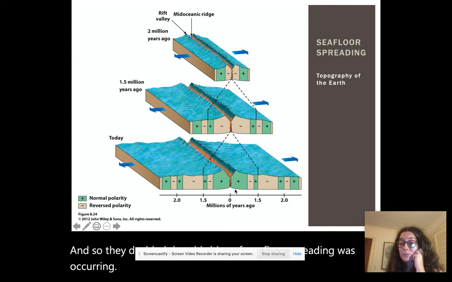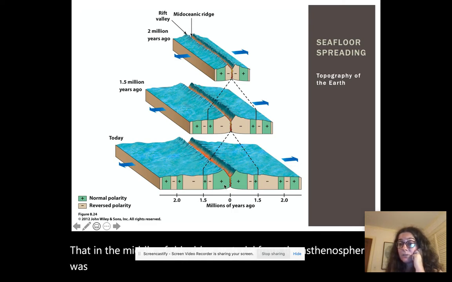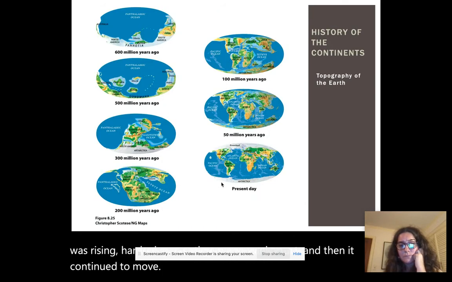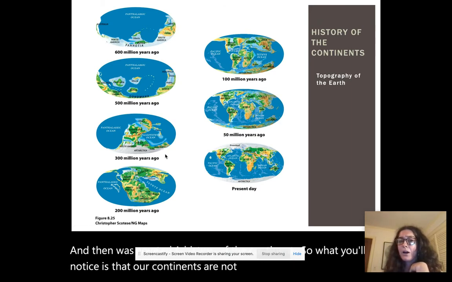That in the middle of this ridge, material from the asthenosphere was rising, hardening, creating new oceanic crust, and then it continued to move. And then was created a history of the continents. So, what you'll notice is that our continents are not static, our continents move.